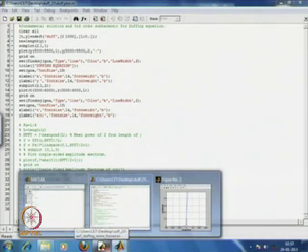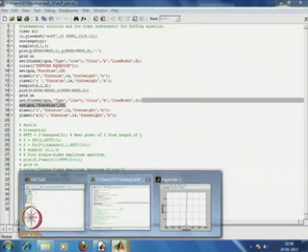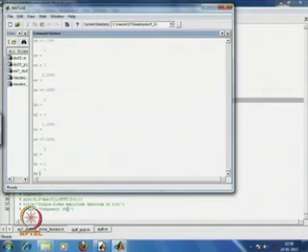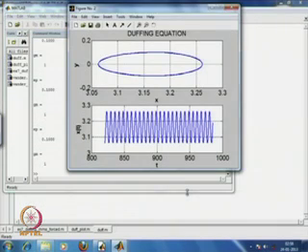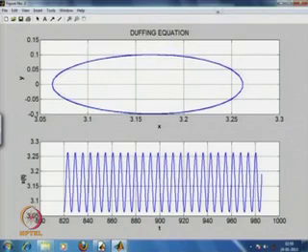Okay, it is running. By running this code, one can obtain this phase portrait. This phase portrait clearly shows that the response is periodic, and this is the time response. This is the periodic time response obtained in this case, and this is the phase portrait obtained in this case.